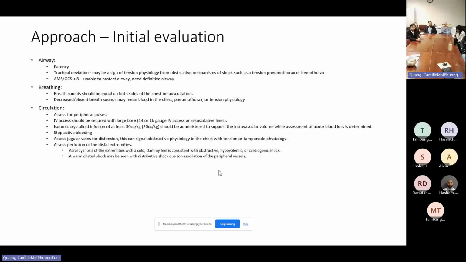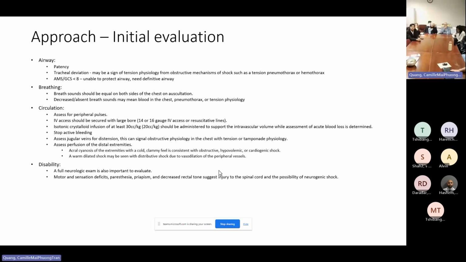This is what Dr. Harris was saying earlier. How can you kind of tell the difference on your exam between cardiogenic versus septic shock? So your septic shock patient, they're the ones that are warm, red, all of that. So they're going to be the warm, dilated shock versus the acral cyanosis shock.